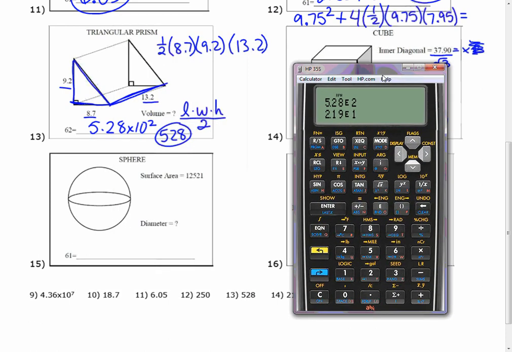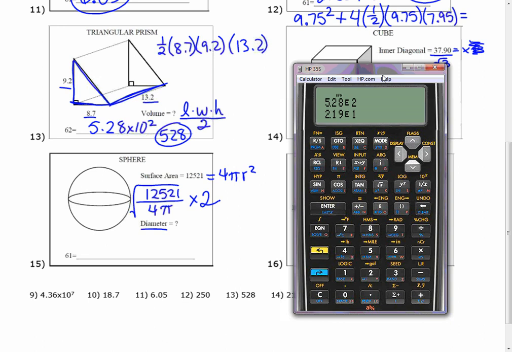Okay, spheres. This time we have surface area, which we should know is 4 pi r squared. So we have to algebraically work backwards to solve for the radius, and then use the radius to find the diameter. So be careful with that. We're going to start with that surface area. We're going to divide it by 4, divide it by pi. That's r squared, so we're going to square root it. And then since that's the radius, we're just going to take that whole thing and double it.